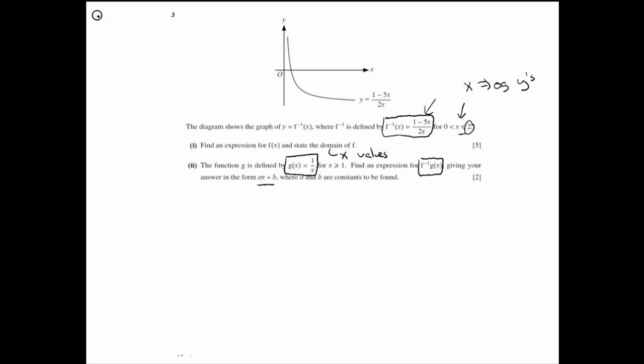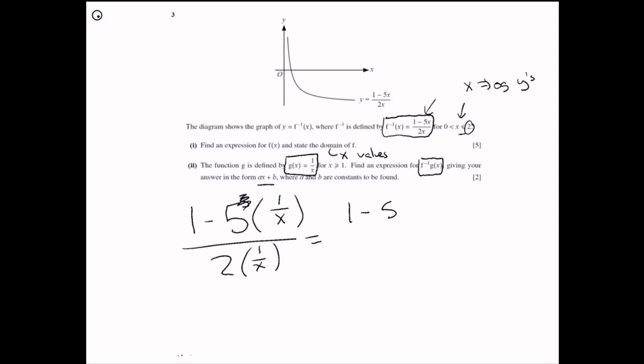That looks quite simple to me. So we would just take 1 over x and plug it into that equation. 1 minus 5 times 1 over x, over 2 times 1 over x. Before trying to get these fractions to undo each other, I would just distribute. So it'd be 5 over x over 2 over x.